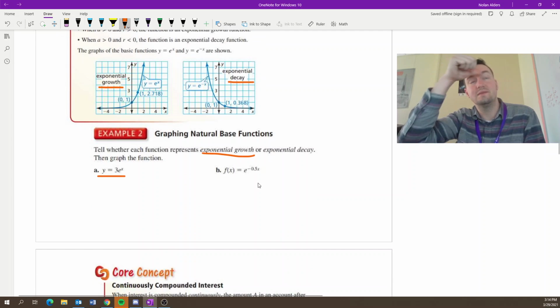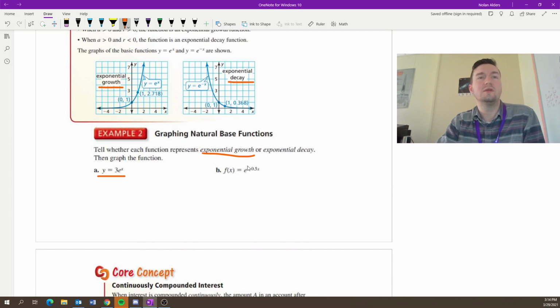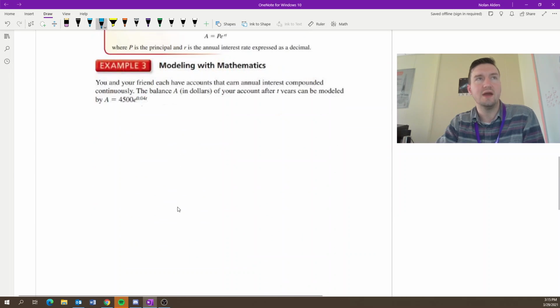Whereas the exponent on part B is a negative 0.5, so that's going to be exponential decay. And if we graphed them using Desmos or a graphing calculator, we would see that the second one, part B, looks like exponential decay, and the first one, part A, looks like exponential growth. So we can always check our conclusions when we graph.